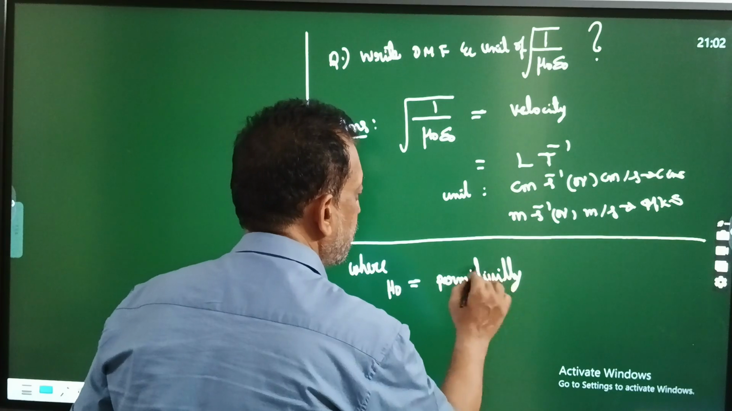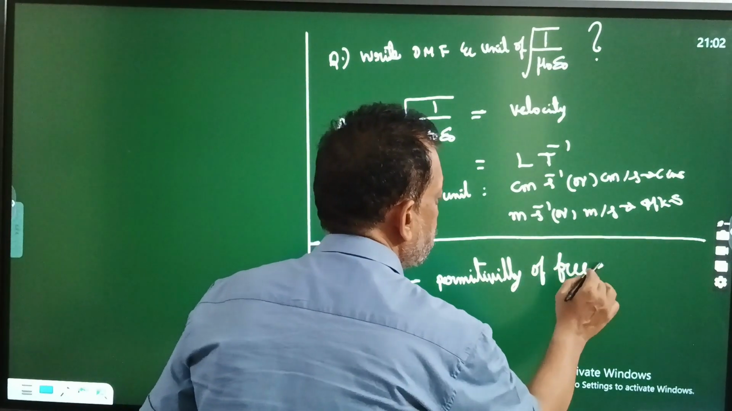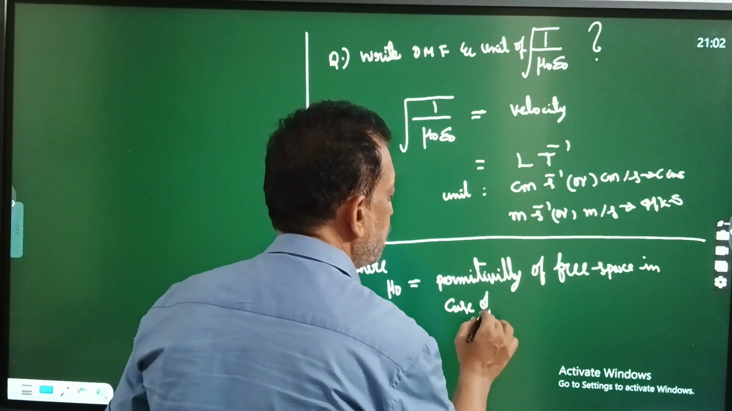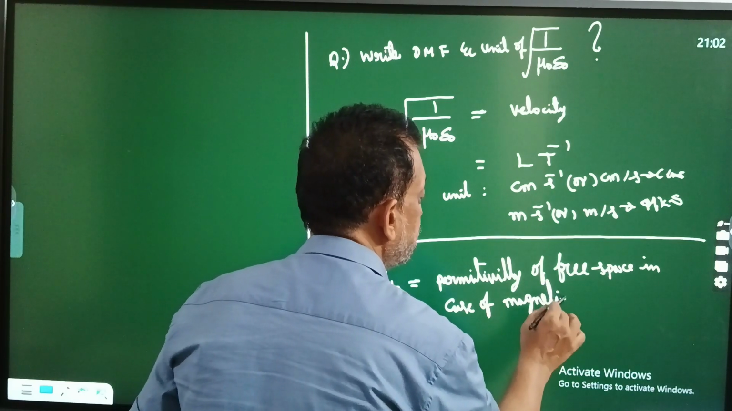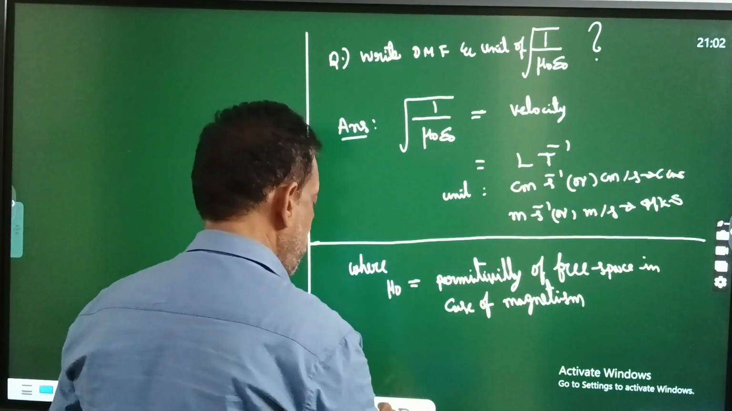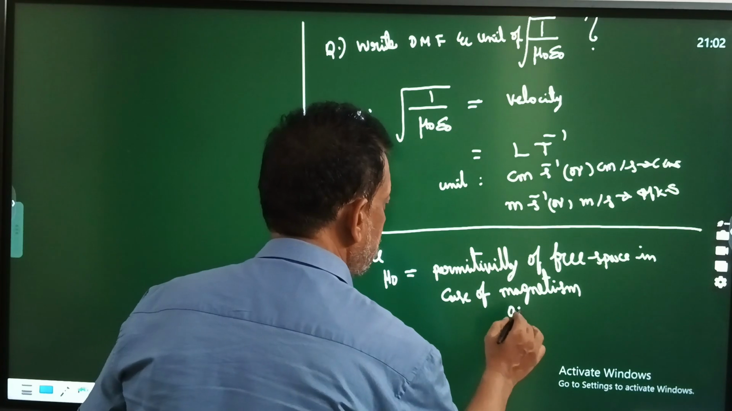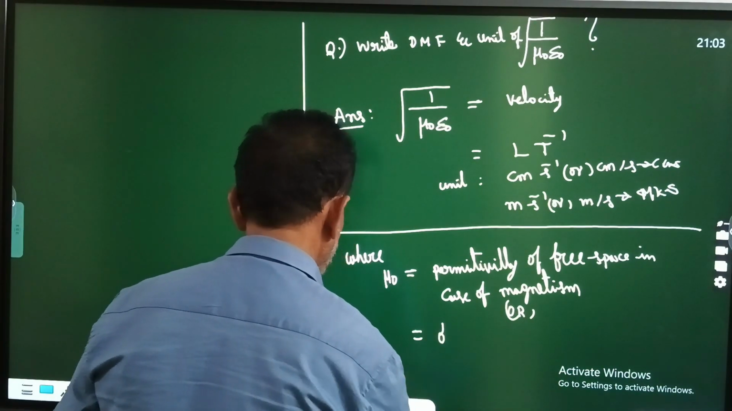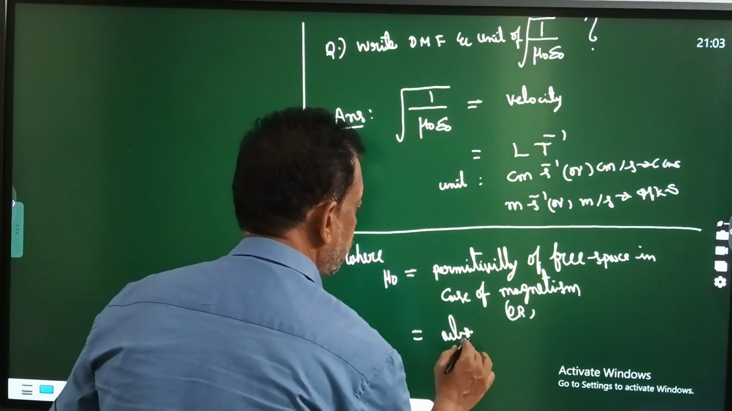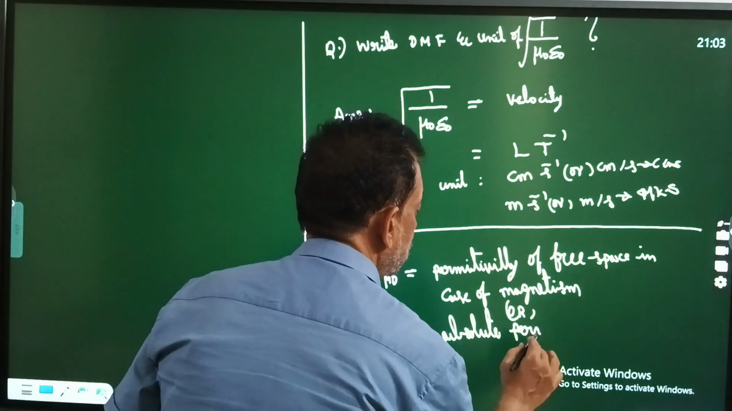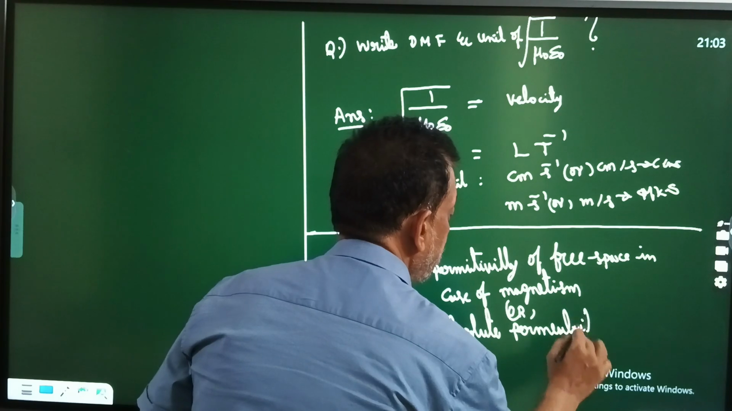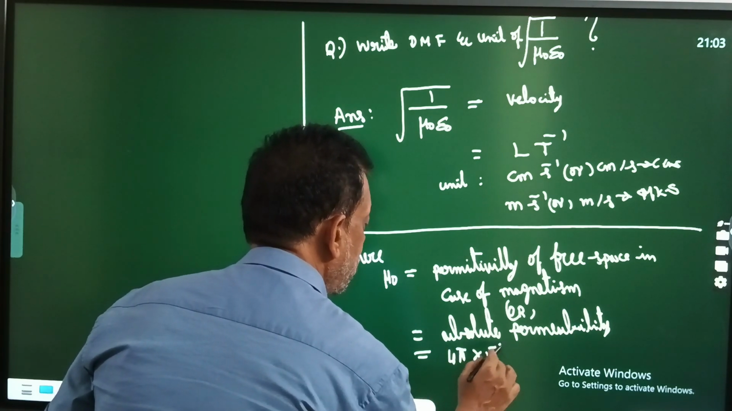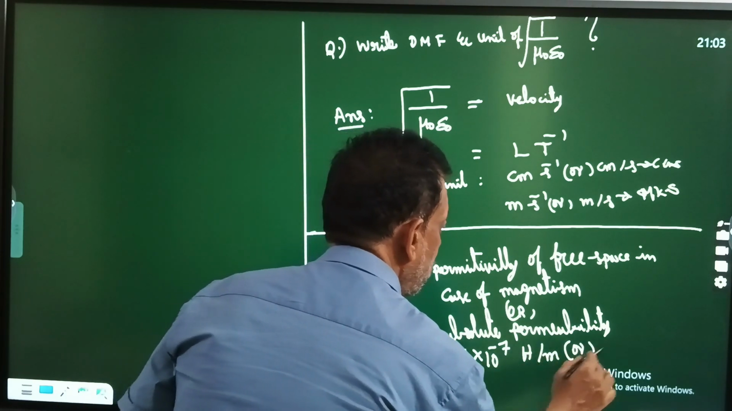Permittivity of free space in case of magnetism, or absolute permeability. Another name is absolute permeability. So this value is 4 pi into 10 to the power of minus 7. Unit is Henry per meter or Newton per ampere square.